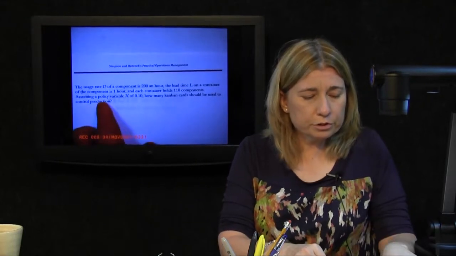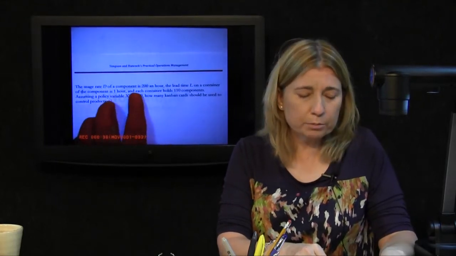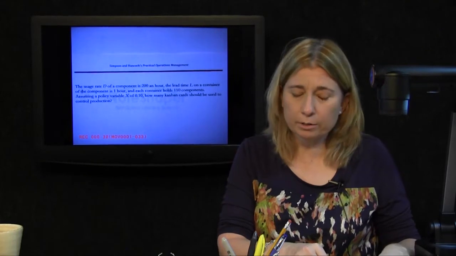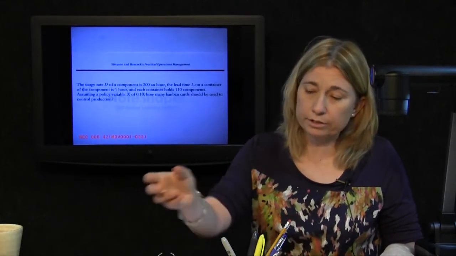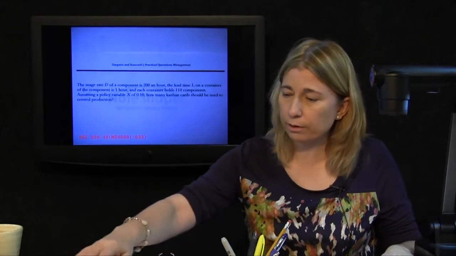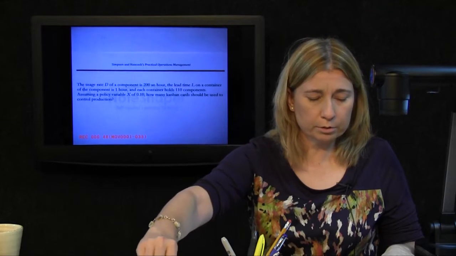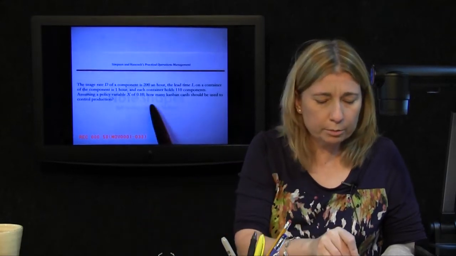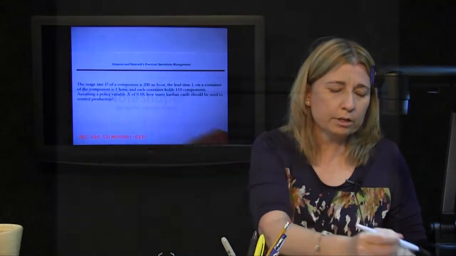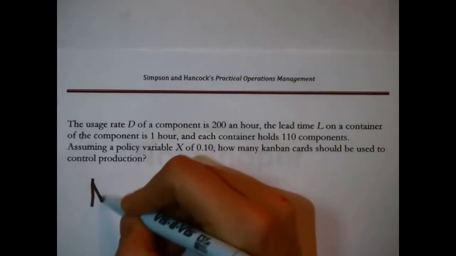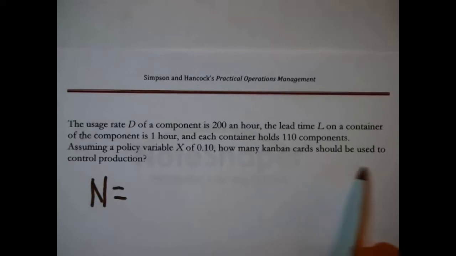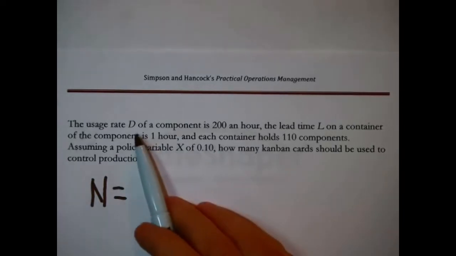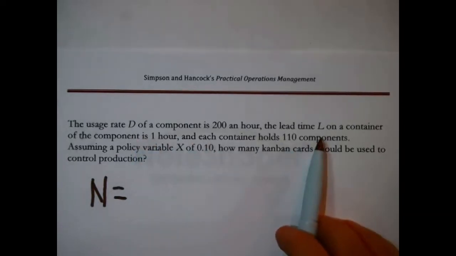The average usage rate, D, of some component is 200 an hour. The lead time, capital L, on a container for that component is 1 hour. The container contains 110 parts, and assuming a policy variable of x equals 0.1, how many Kanban cards, right, there's a formula, should be used to control production? What were these parameters right here for?